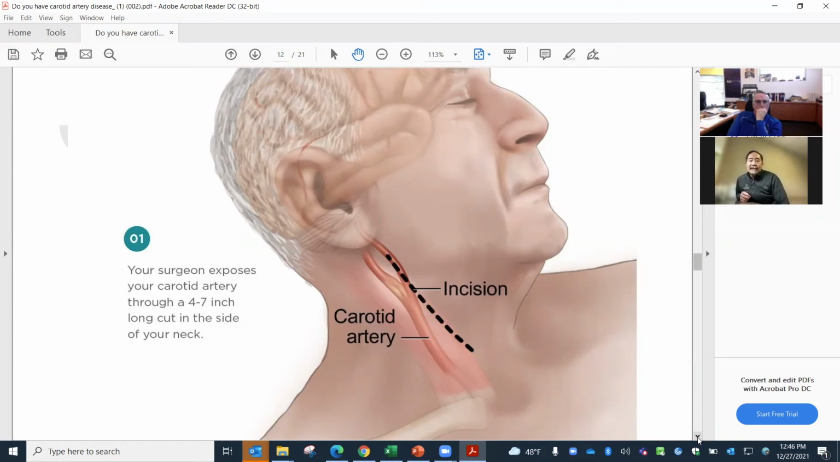Under general anesthesia, we prep the neck. We make an incision up and down parallel with the artery. Next slide.